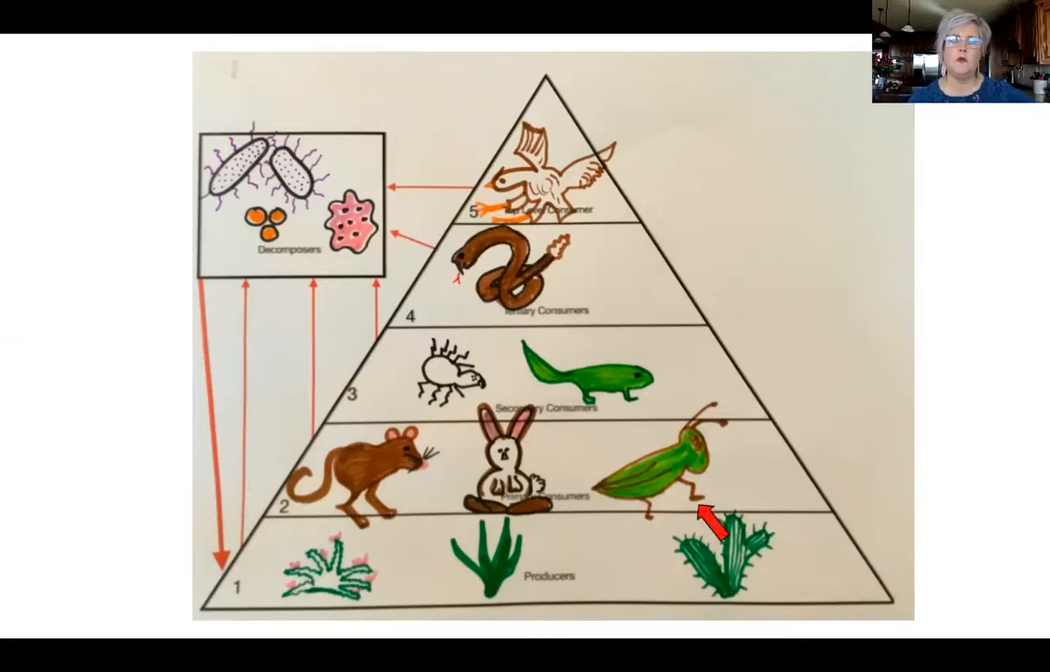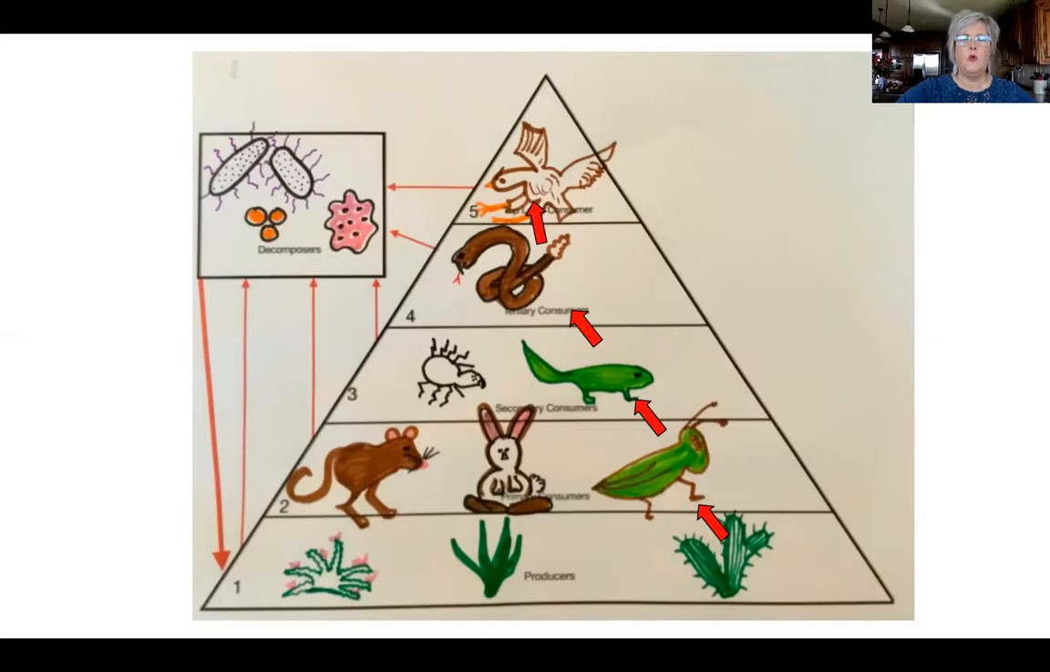I'll start with the one that I had yesterday, my simple one that I started with. I've got a producer, the cactus. The grasshopper eats that, and the energy goes from the cactus to the grasshopper. Then when the lizard eats the grasshopper, that energy goes to the lizard, and then the energy will go to the snake and then on to the hawk.